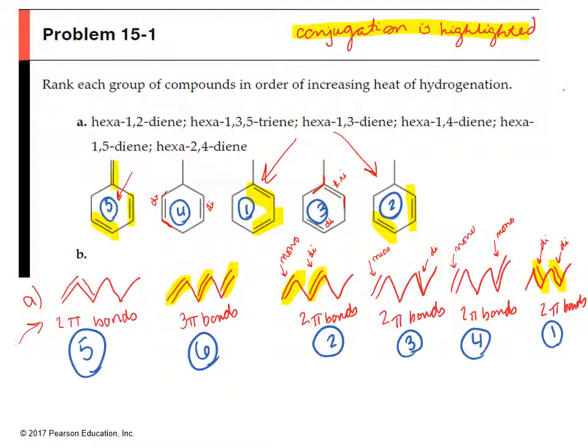The bonds are conjugated. So the next thing we need to look at is substitution. This double bond is tri-substituted. This one's di-substituted. This tri-substituted double bond right there made that my lowest heat of hydrogenation. That one was my most stable structure. And then the other one is my number 2.